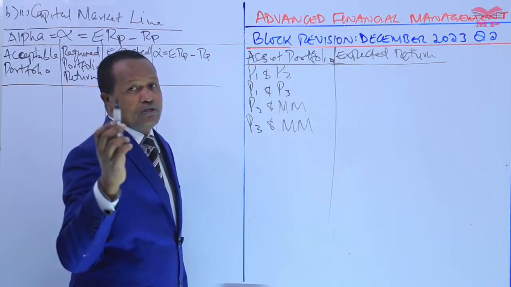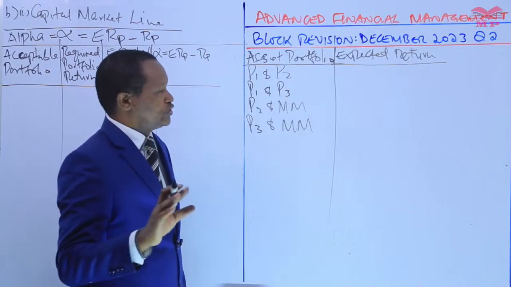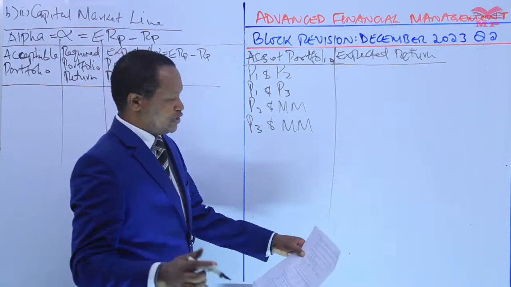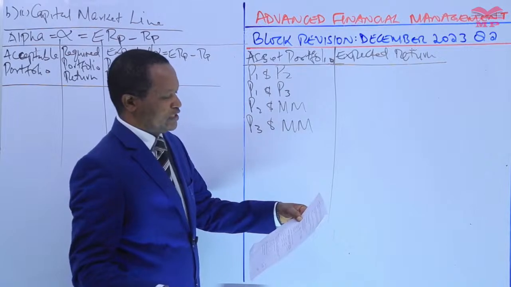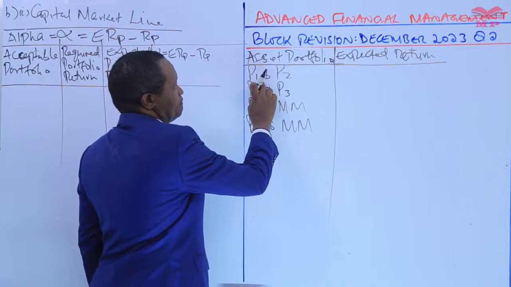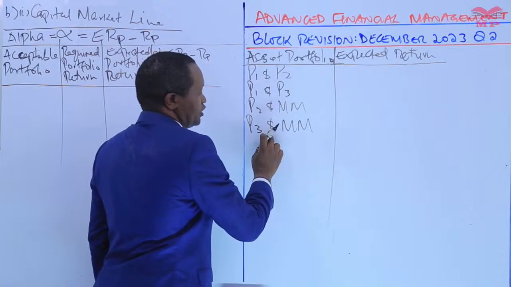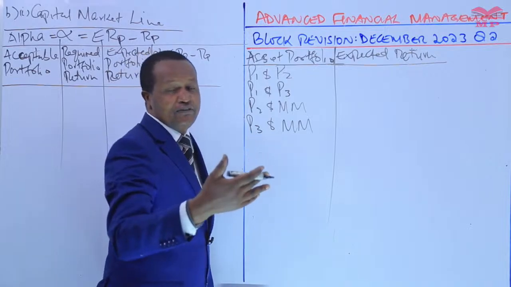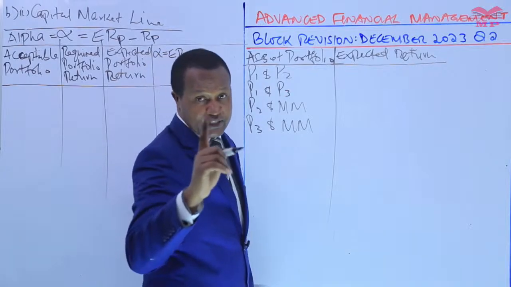First of all, what is analyzed under the CML are efficient portfolios. An efficient portfolio is the one that promises a higher return compared to the return on investment in note number 3, which is 14%. So we are going to calculate the expected return from this portfolio, that portfolio, and that portfolio, and then we compare these returns with the 14%. The one that is less than 14% will be rejected. Then we'll proceed to analyze those that promise more than 14%.